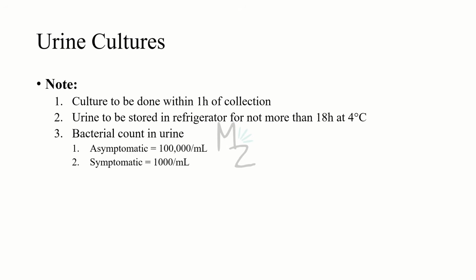Something important about urine cultures. Culture is to be done within the first hour of collection. Urine is to be stored in a refrigerator for not more than 18 hours at 4 degrees Celsius. It is commonly accepted that a bacterial count of at least 100,000 per ml must be found to conclude that significant bacteria is present in the urine of an asymptomatic patient. There is evidence that a bacterial count as low as 1,000 per ml is significant in symptomatic patients.